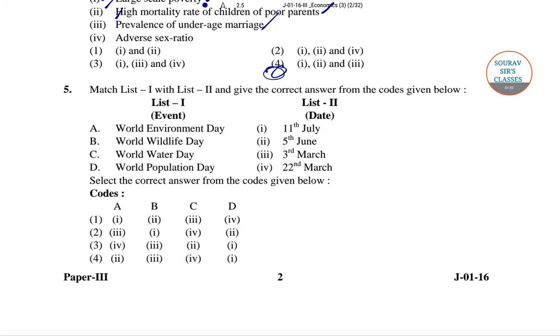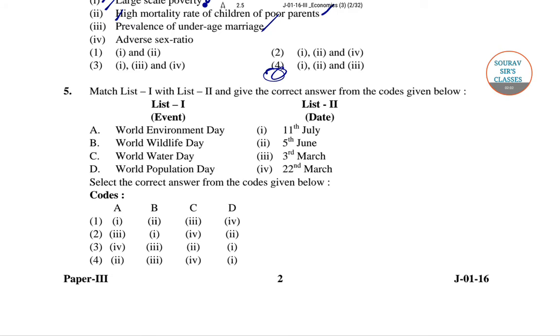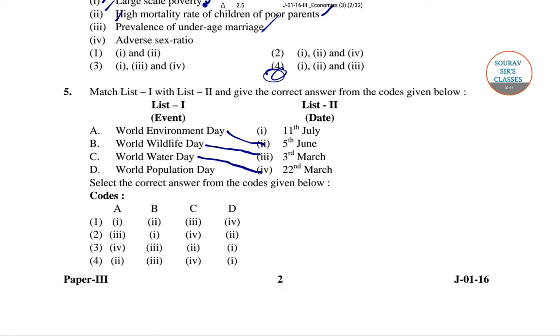Now we'll go to the next question, which is question number 5. In question number 5 it is given, we have to match the list. We know World Environmental Day is 5th June. World Wildlife Day is 3rd March. World Water Day is 22nd March, and finally World Population Day is 11th July. So for this reason we know the right answer would be 2, 3, 4, 1. So option 4 is the right answer.